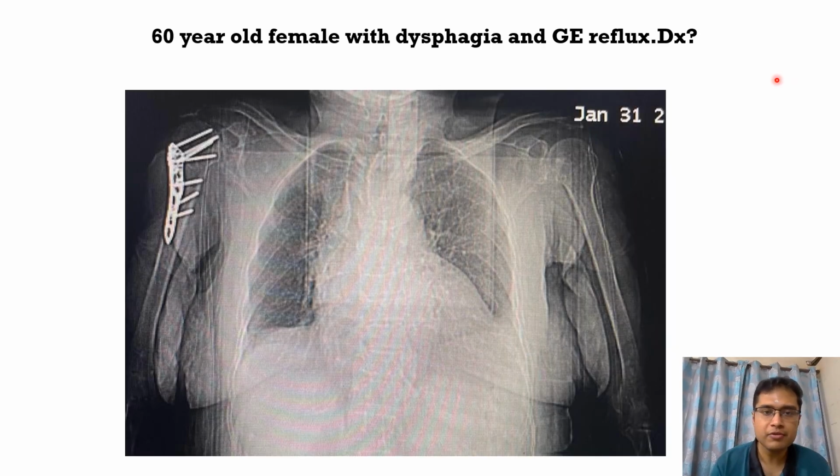So, starting with our first case of the day, here we have a 60-year-old female with complaints of dysphagia and gastroesophageal reflux. So, this is the topogram of this female. On the basis of the chest radiograph, she was advised a HRCT. This is the topogram where we can see that there is mediastinal widening along with the deviation of the trachea towards the right side.